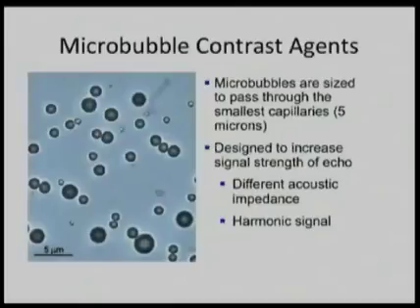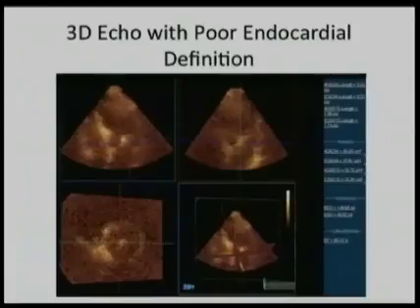So first of all, just a brief reminder that microbubble contrast agents are small microbubbles that are sized to pass through the smallest capillaries, which are typically about 5 microns in diameter. So these bubbles are on the order of 2 to 3 microns, so they can get through the capillaries. This is a picture of the bubbles shown here. And they're designed to increase the signal strength of echo because they have a different acoustic impedance than either blood or tissue, and they give quite a robust harmonic signal.